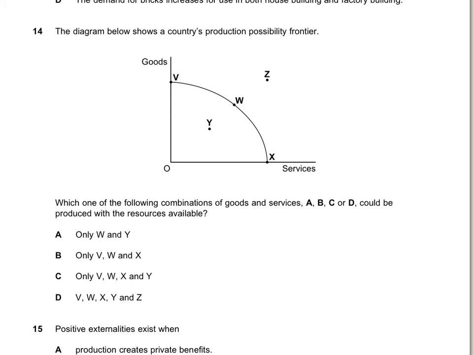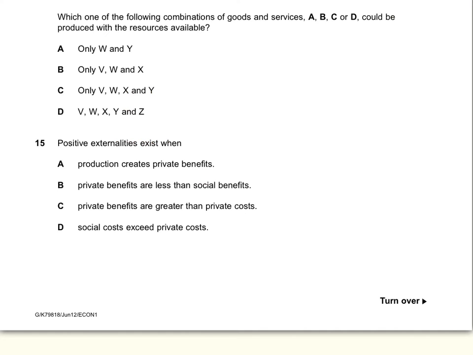14 goes back to your first or second lesson of the term, looking at production possibility frontiers. The only combination of goods and services that cannot be achieved is Z. All the others are possible, although of course Y is inefficient, but it is possible. So the answer is C.